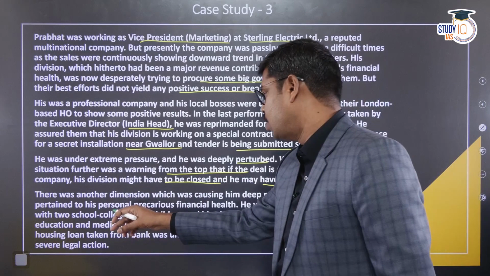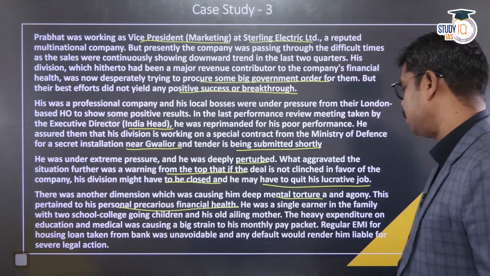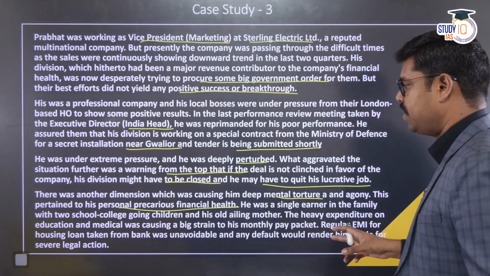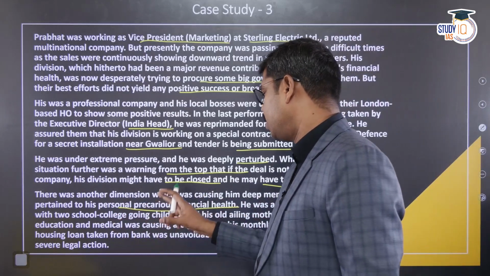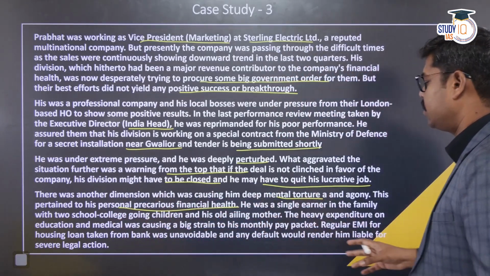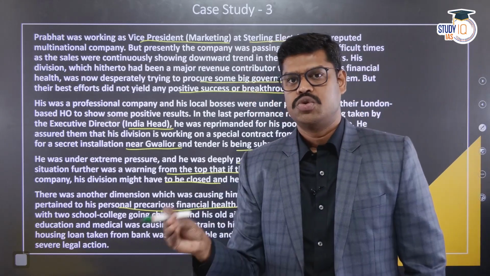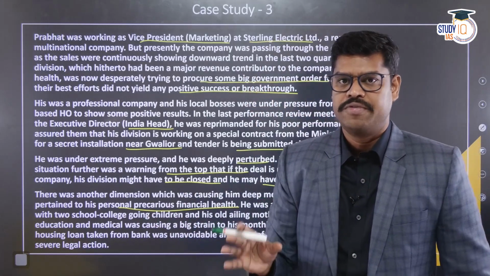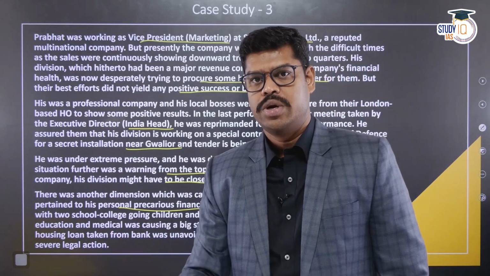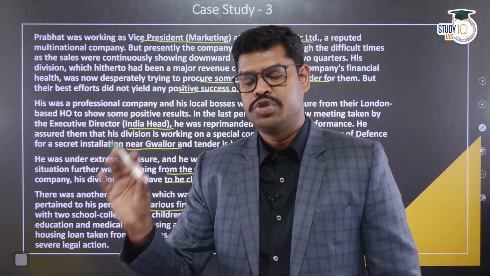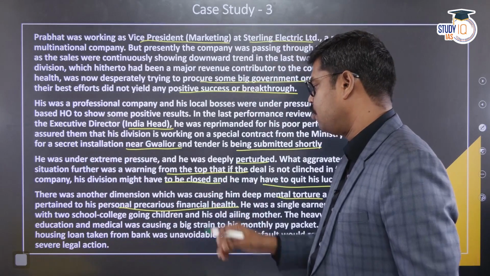This pertained to the personal precarious financial health. He was a single earner in the family with 2 college going children and his old ailing mother. So personally also he is the only breadwinner and his mother is ailing, so there is a lot of medical expenses. On top of that, 2 children, one in school, one in college, both are at a crucial stage of their life because they have to be educated.